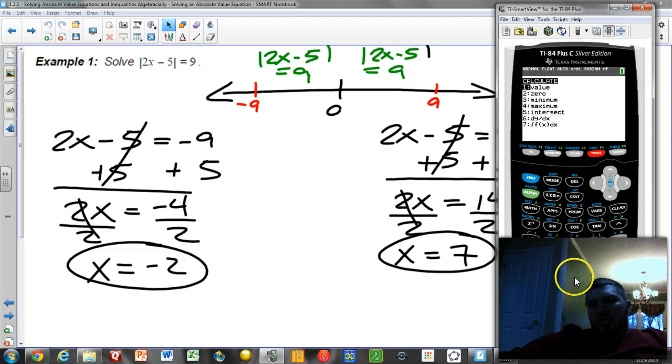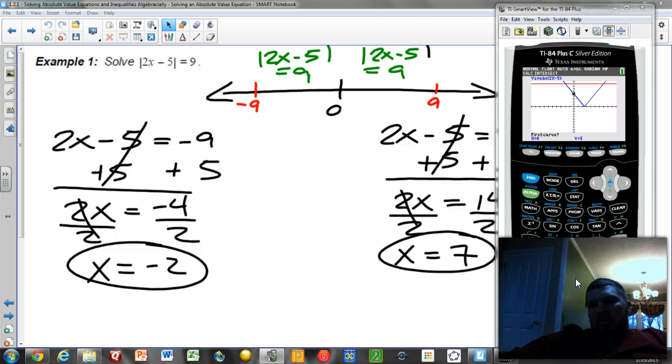Option 5 for intersection. First curve, all you have to do is just hit enter. Second curve, all you have to do is just hit enter. And then guess. That's when you want to use your left arrow key to move your cursor into position. Again, I'm finding the point of intersection right here on the left. Once your cursor's in position, then hit enter. And it'll tell you that the point of intersection is x equals negative 2, which is good because that's exactly what I found when I did this algebraically.